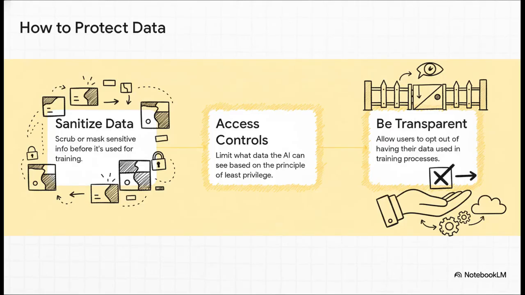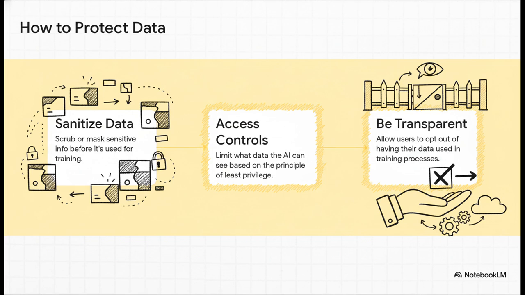So, what's the solution? How do we protect the data? It really boils down to 3 key things. First, something called data sanitization. That just means scrubbing or masking sensitive info before it ever gets used for training. Second, you need super strict access controls so the AI can only see the data it absolutely has to see. And third, and this is a big one, user transparency. Let people know what's happening and give them the choice to opt out of their data being used for training in the first place.